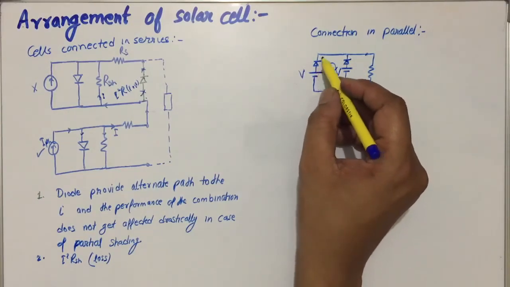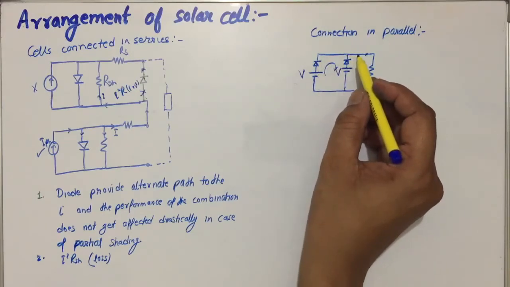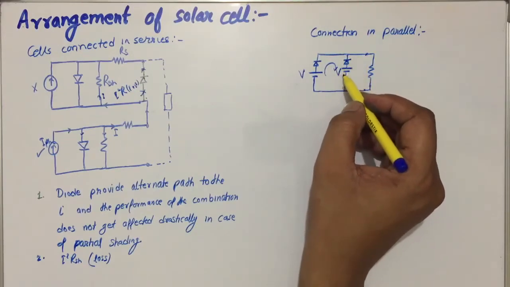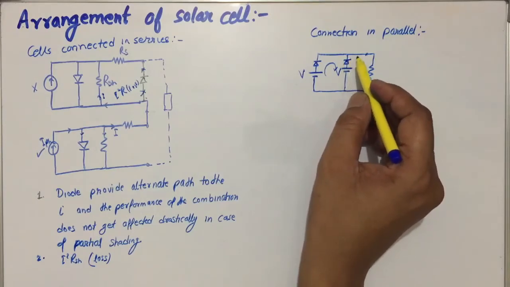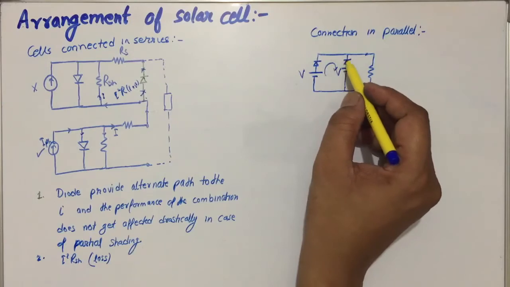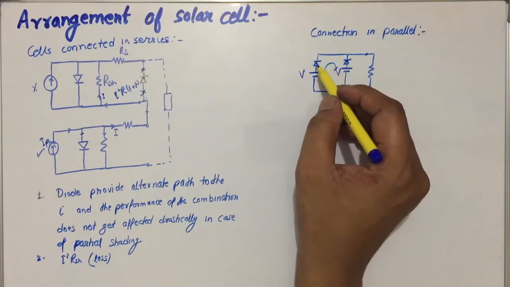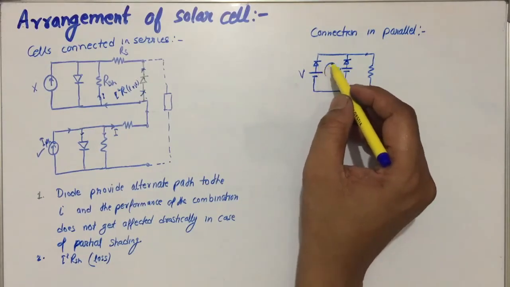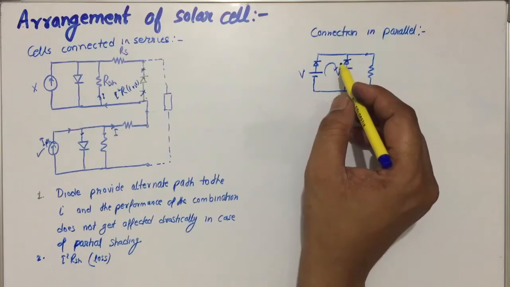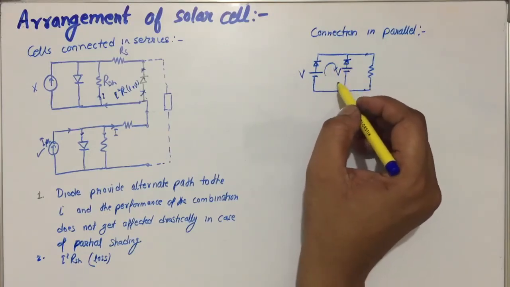It will allow the current in one direction only. It will allow the current to pass in the forward direction only. In the reverse direction, the current will be blocked by this diode. So in this way, the circulating current will not be allowed to circulate in this loop.